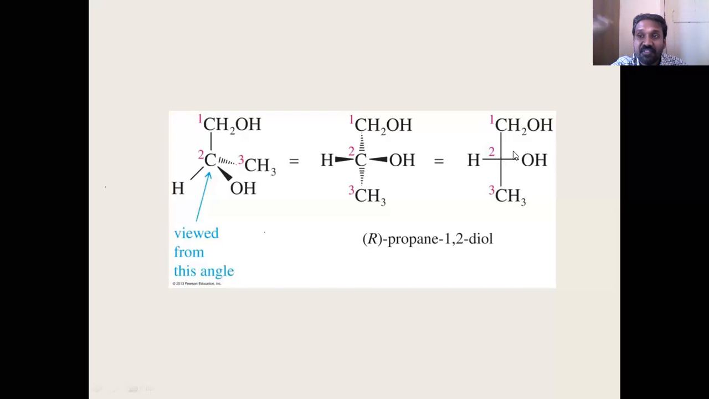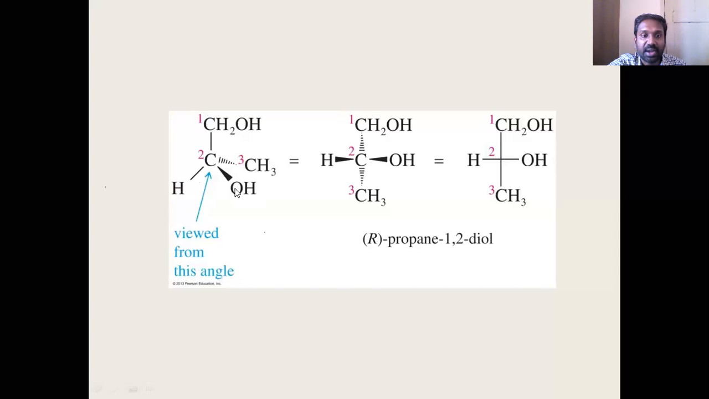Please remember, which is my carbon skeleton? 1, 2, 3, with the IUPAC numbering. The 1, 2, 3 carbons have to come on the vertical line in the Fischer projection. Please note this, a very important step while writing a Fischer projection. Where are my 1, 2, and 3? Here they are.